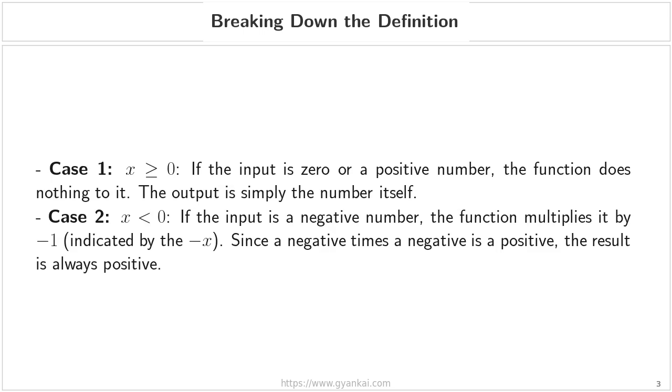Next, we have case 2, which applies when x is less than 0. This is the part that often confuses students. When the input is a negative number, the rule tells us to use negative x. Don't let that minus sign trick you into thinking the answer will be negative. This notation actually means we are multiplying the input by -1. Since we know from our basic arithmetic that a negative times a negative results in a positive, this step effectively flips the sign, ensuring our final result is always positive. This brings us perfectly into our next slide, where we'll use this logic to visualize this concept as the physical distance from 0.